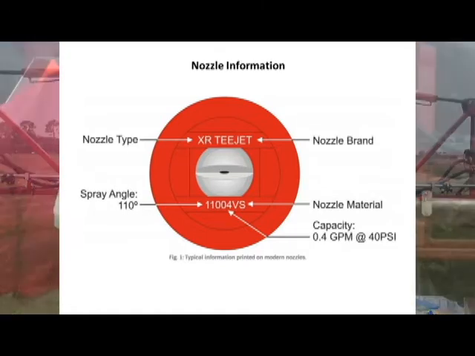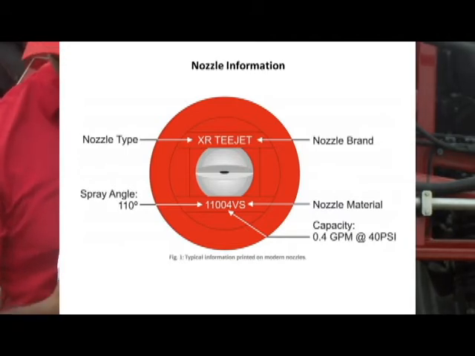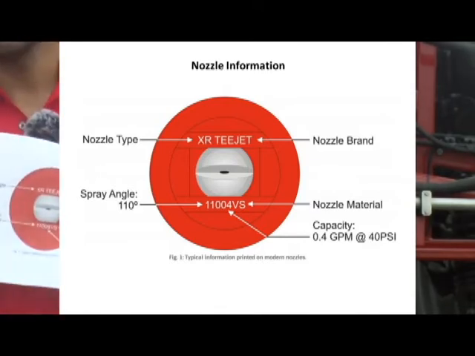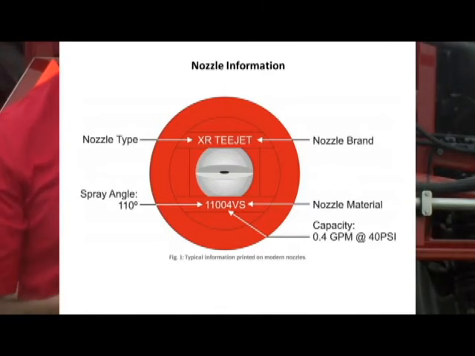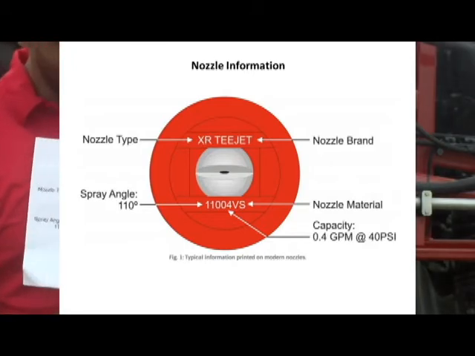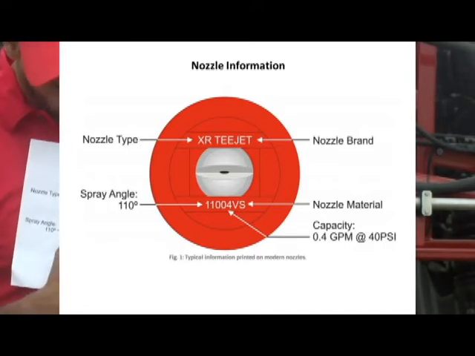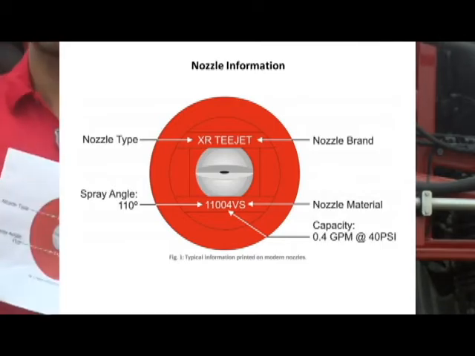If you look here, all the information you need is on a nozzle or spray tip. First it tells you this is XR, extended range, and the nozzle brand, T-Jet, Wilger, High Pro, whatever. But this is the information you're looking for: the 110. There are 80 or 110 angle nozzles, so the 110 is the fan or spray angle, and 04 is the tip size, which means this nozzle at 40 PSI does 0.4 gallons per minute, each nozzle. And VS is usually the nozzle material. There can be different types of material.